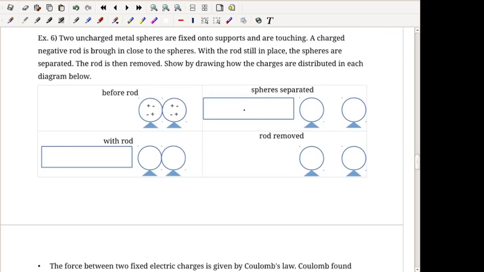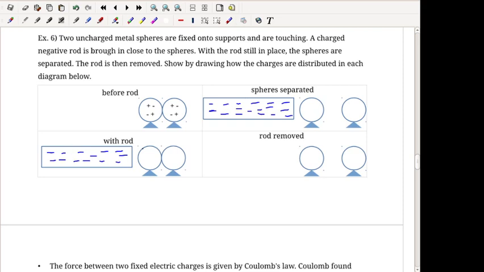Two uncharged metal spheres are fixed onto supports and are touching. This is where we start. A charged negative rod is brought in close to the spheres. So they're touching each other, negative rod in close. With the rod still in place, the spheres are separated. The rod is then removed. Show by drawing how the charges are distributed in each diagram below.